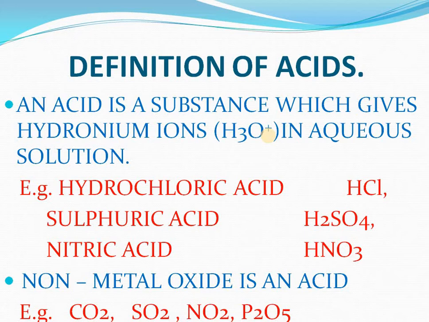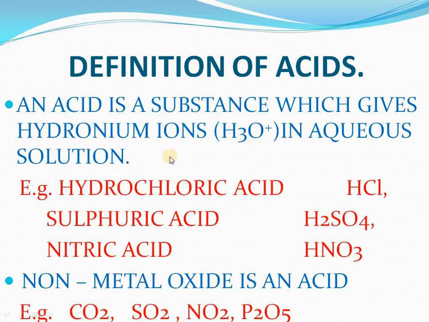So when a substance is dissolved in water and gives hydronium ion, that substance is called an acid. See here, aqueous solution is written. Aqueous solution means water. For example, take the simple example HCl. HCl when dissolved in water will give us hydronium ion plus chloride ion. Similarly, H2SO4 when dissolved in water will give 2 hydronium ions plus sulfate ions. Similarly, nitric acid when dissolved in water gives rise to hydronium ion along with nitrate ion, NO3 negative.